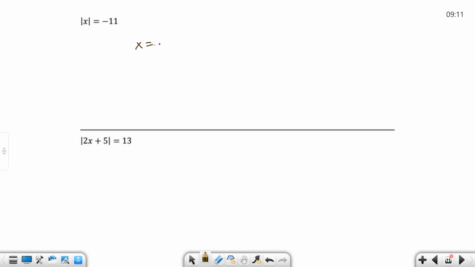Absolute value of x equals negative 11. So a lot of students will just go, oh, x equals negative 11 or x equals 11. Wait a minute. No. Absolute value is always positive or 0, and here it equals a negative. When does a positive number equal a negative? Never. When does 0 equal a negative? Never. This one, no solution.